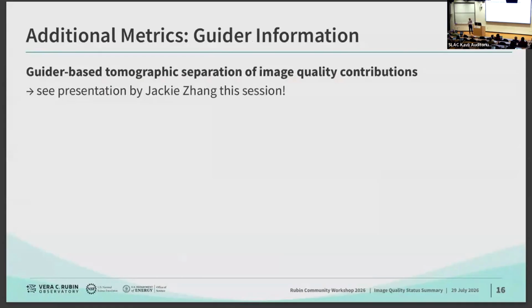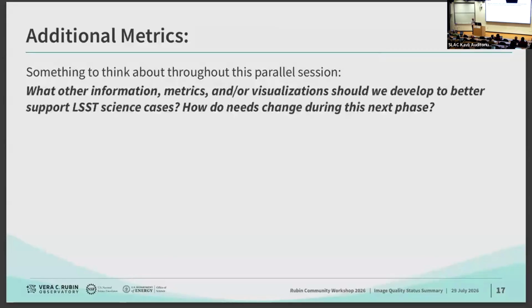There are other metrics that are being developed. We're going to hear a talk about the guider-based tomographic separation of the different contributions to the image quality by Jackie later in the session. I think that's a really exciting opportunity that's being pursued now. Throughout this session, it's really helpful to hear from the community your ideas on whether there is additional information, metrics, or visualizations that we should consider developing, or ways of presenting the information to help understand impacts on your science cases.